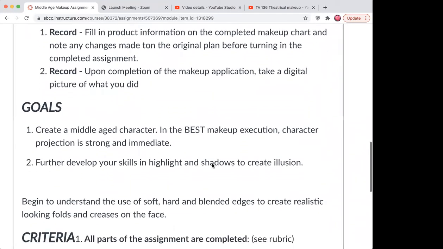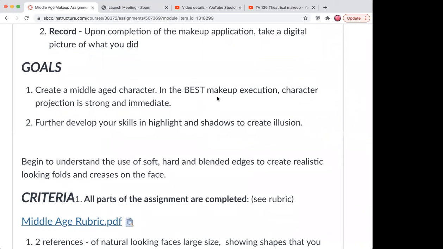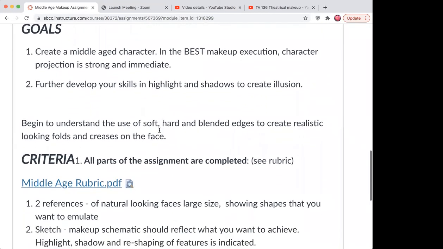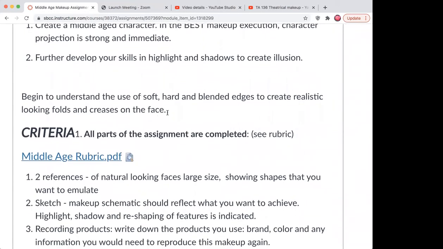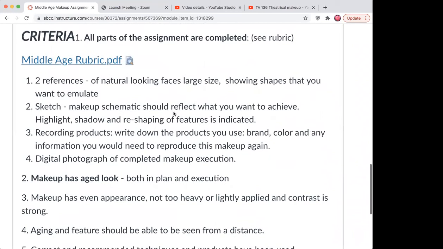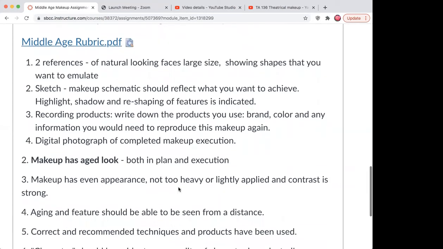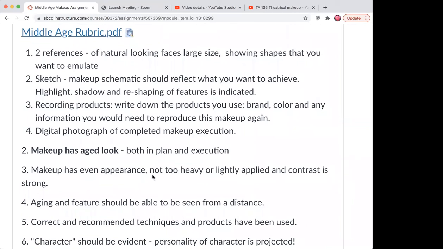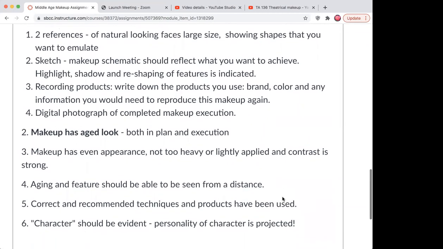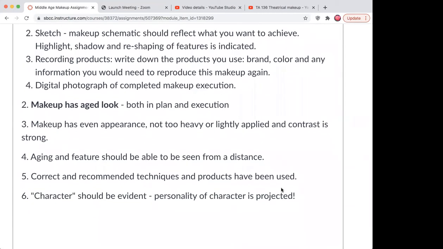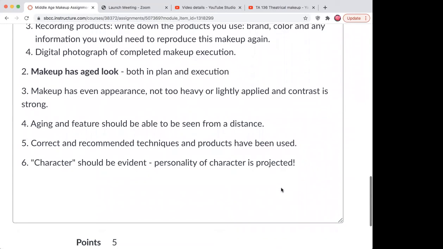Here's your goals. Create a middle-aged character in the best makeup execution possible, so that your character projection is strong and immediate. Further develop your skills in highlight and shadow to create illusion. So begin to understand your soft and hard edges. And this is what you want to make sure you upload. Makeup has an aged look, both in plan and execution. Makeup has an even appearance, not too heavy or lightly applied, and contrast is strong. Age and features should be seen from a distance. The correct and recommended techniques have been used, and the character should be evident.